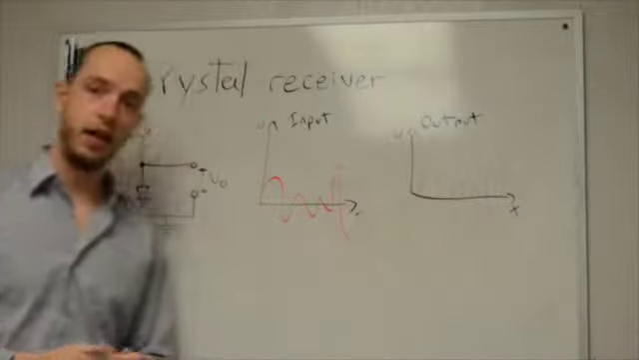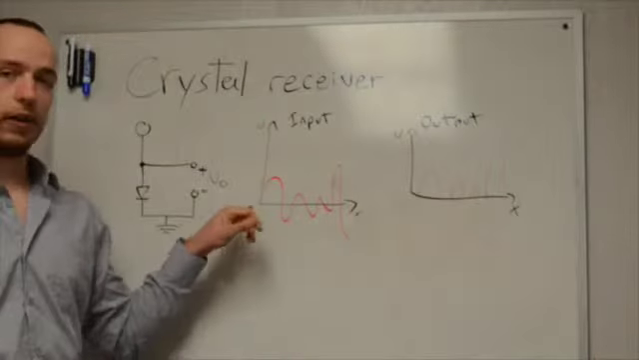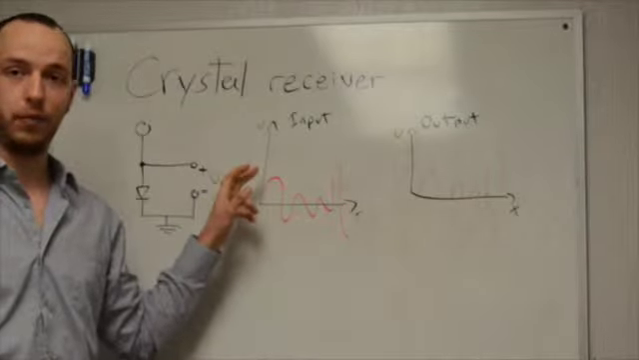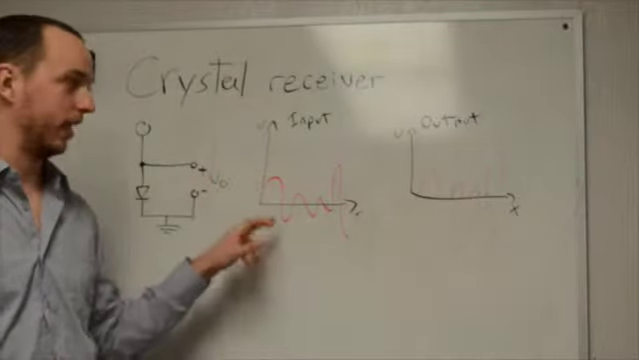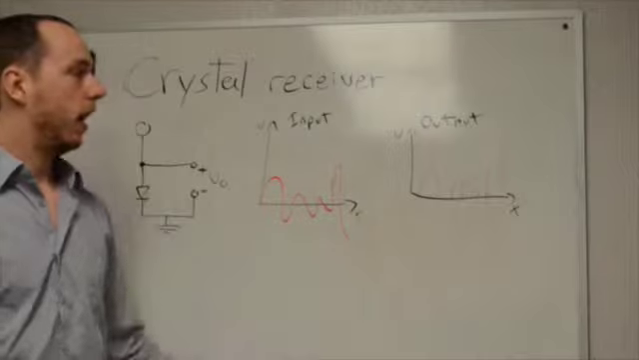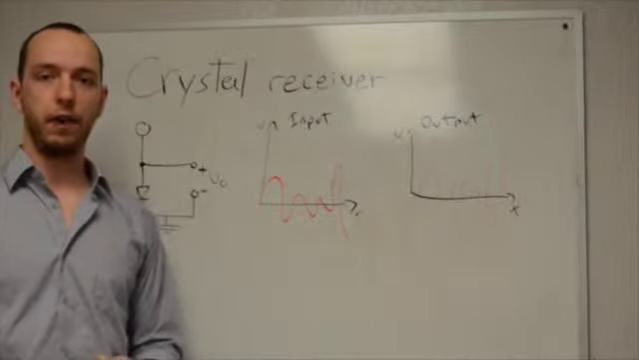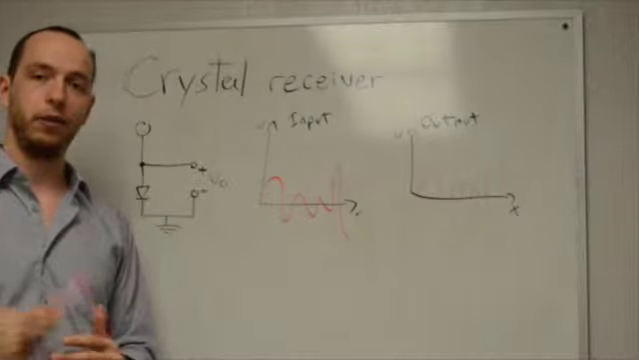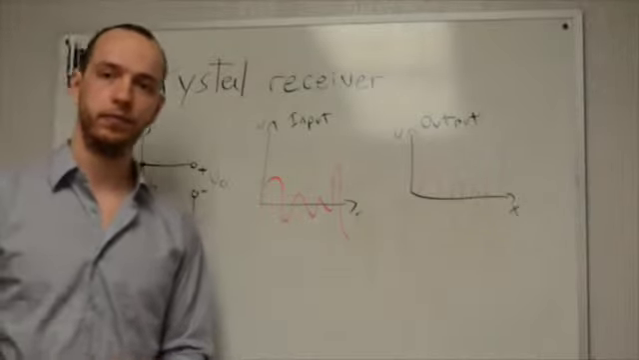So as you may have noticed, this kind of receiver will work only for AM waves, so like the waves that are modulated using the amplitude of them, and it won't work with FM wave. It requires a more complex circuit that we'll speak about soon.